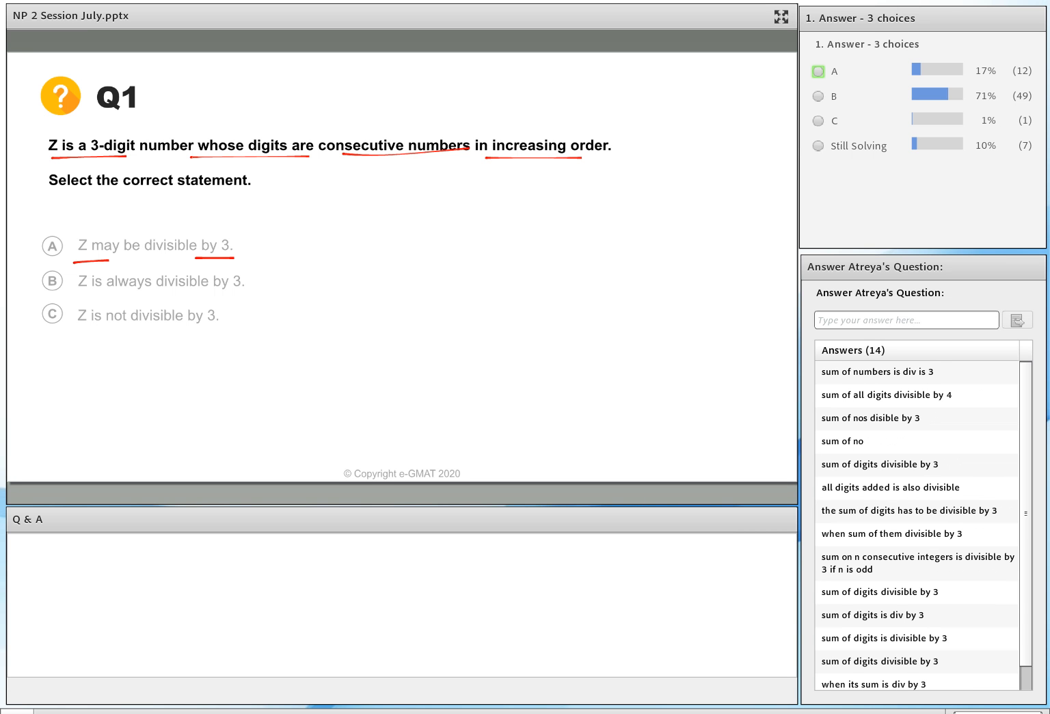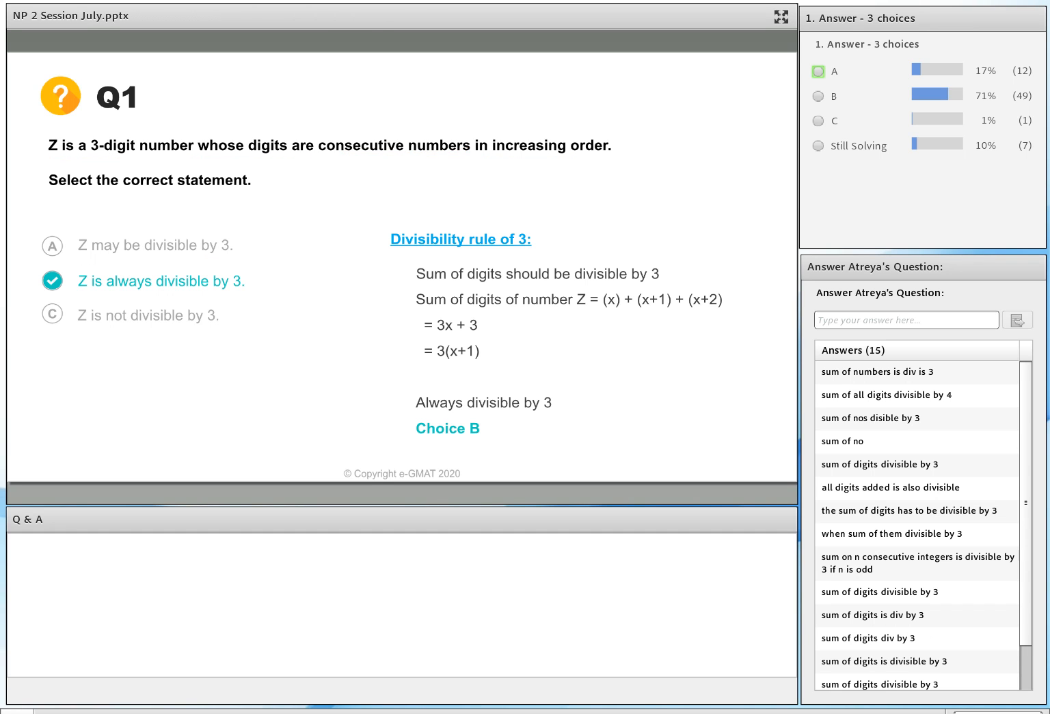So I have a 3-digit number z whose digits are consecutive numbers. If I assume that the first digit of this number z is equal to x, the second digit has to be x plus 1, the third digit has to be x plus 2. Now, what is the sum of these 3 digits? It's x plus x plus 1 plus x plus 2. That comes out to be 3x plus 3, which is equal to 3 times (x plus 1).